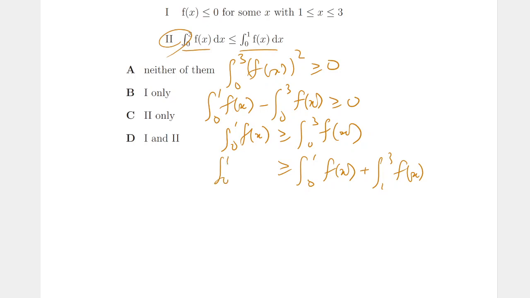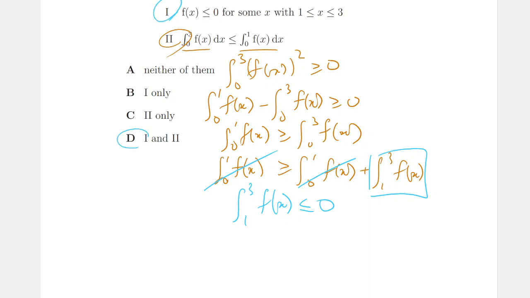Okay, why did I do that? Because then these 2 integrals cancel, and I can just focus on the f(x) between 1 and 3, right? So what do we have? We have this integral of f(x) is less than or equal to 0. So this integral has some negative area, right? If this integral has some negative area, that means that the function is definitely negative at some point between 1 and 3. If not, you can't generate negative area. If your curve is always above the x-axis, then you'll get a positive integral. So therefore, 1 is also correct. 1 is also necessarily true, so the final answer would be D.